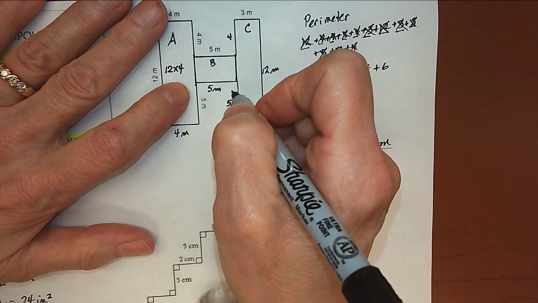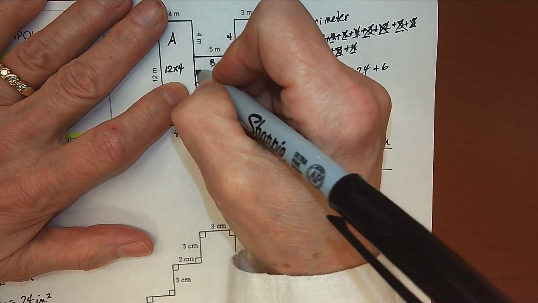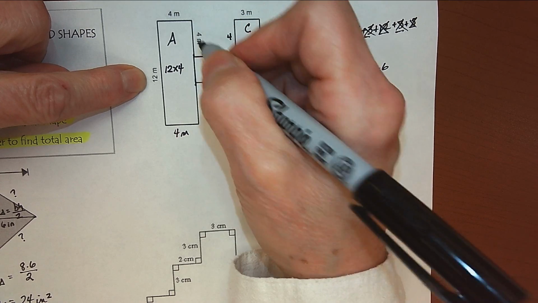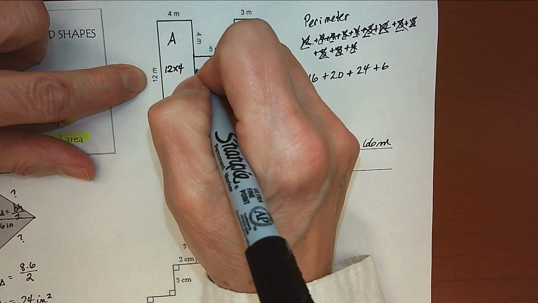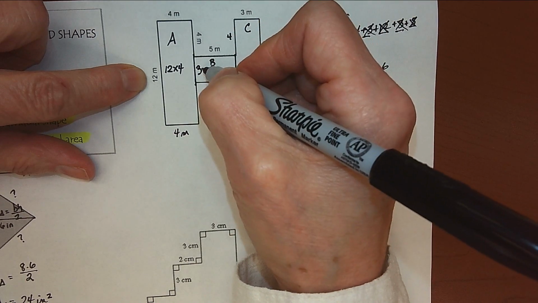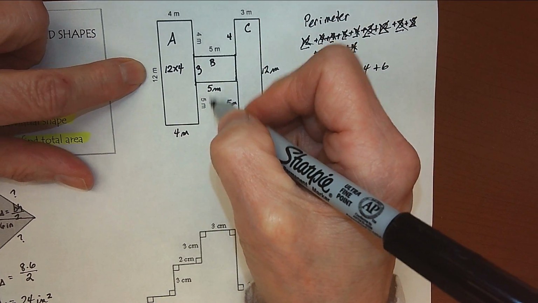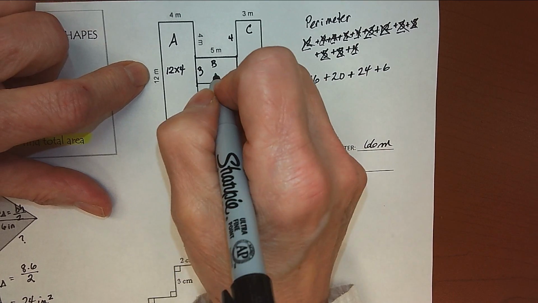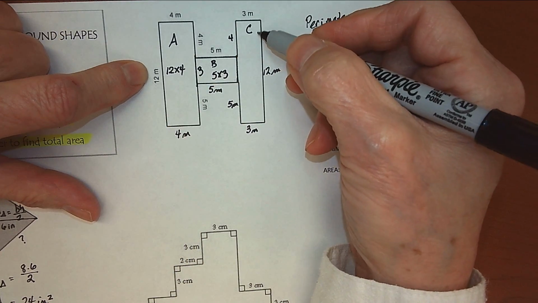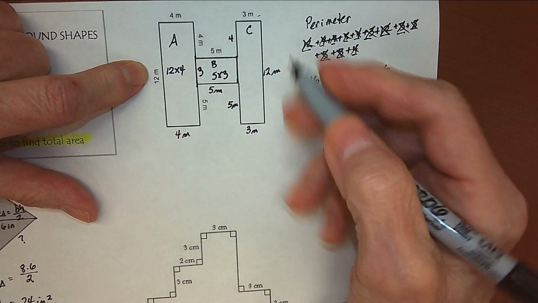For rectangle B, I have a 5 here, but I don't know this shape, but I can figure it out because I can take 12 and subtract this 4 and subtract this 5 and find out that I have 3 here. So 4, 5, 6, 7 plus 5 gives me the 12. So this is a 5 by 3. And then rectangle C over here is a 3 by 12.